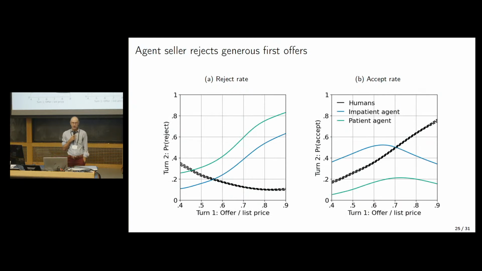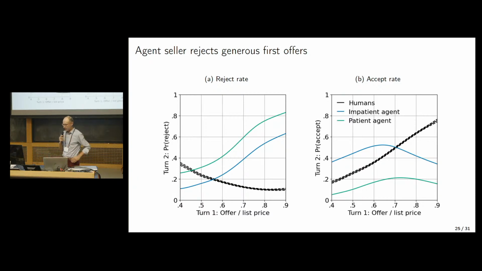So focus on the reject rate, the chart on the left. The first thing to note is that the slope is positive. The more money you offer me as the buyer, the more likely I am as the seller to say no. Okay, and these rejection rates are really quite high for very generous first offers. You offer me 90% of the list price. As the patient agent, I reject that more than 80% of the time. And as the impatient agent, I reject that more than 60% of the time, despite the fact that I get nothing if a sale does not materialize as the impatient agent.